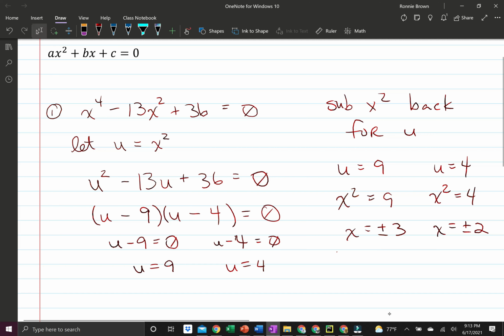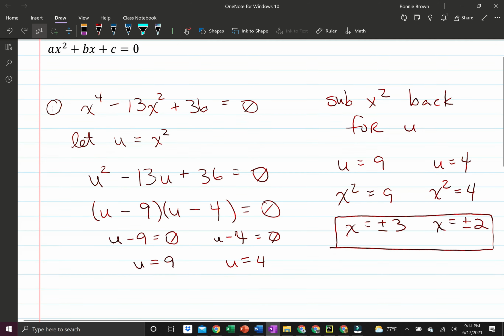Alright, so these are the solutions. We have 4 solutions: positive 3, negative 3, positive 2, negative 2 for x. We go back up to the original. The largest exponent was a 4, so that lets us know that we would have to have 4 solutions, as we did.